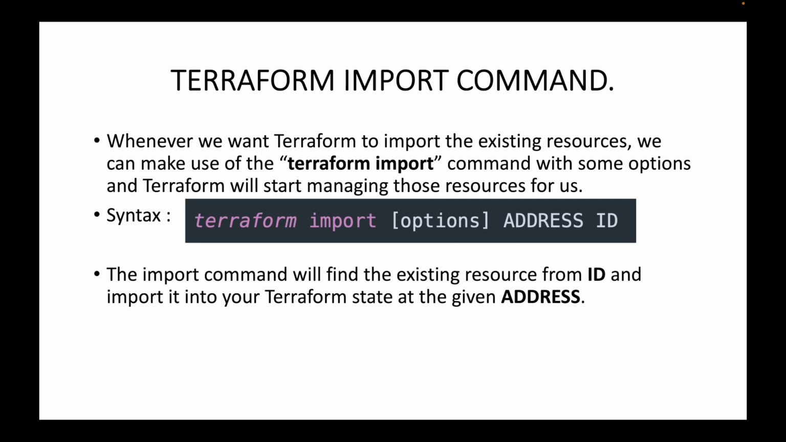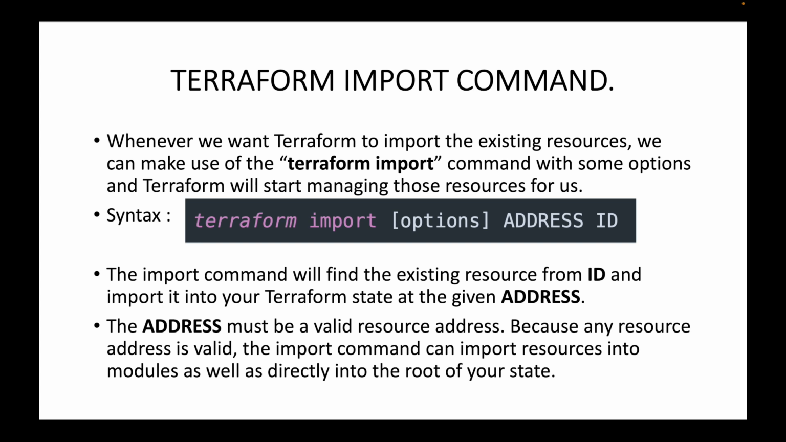Now, address will be the address that you have given in your resource block, something like, let's say, aws_instance.your_local_name. That becomes your address. So what will happen is when I run this command, Terraform will use this address, map it to the ID and store that in the state file. So the address must be a valid resource address. Make sure whatever address you are giving is from the configuration files that you have defined. So let's say you have defined your resource block, whatever you have given in the resource block of your configuration file, it must be valid.